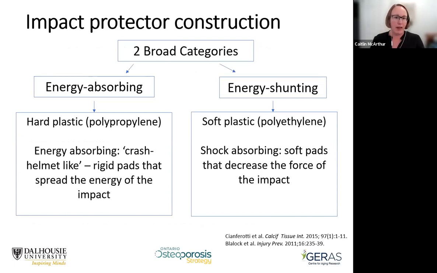In terms of the impact protector, if you remember back a few slides ago, I mentioned there are two parts. There's the impact protector, which is usually made of some sort of plastic, and then the system that holds it in place, which would be the shorts or the underwear or the belts. When we think about the impact protector specifically, there are two broad categories: one that is energy absorbing and one that is energy shunting. The primary aim of both of these systems is to reduce the energy that's transmitted to our greater trochanter, the side of our hip, during a fall, so that we prevent a fracture.